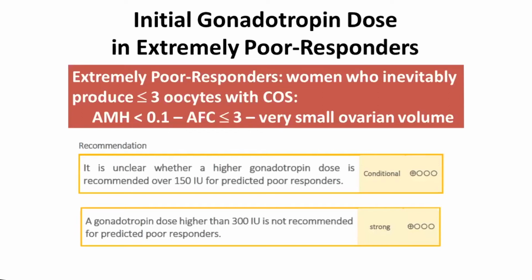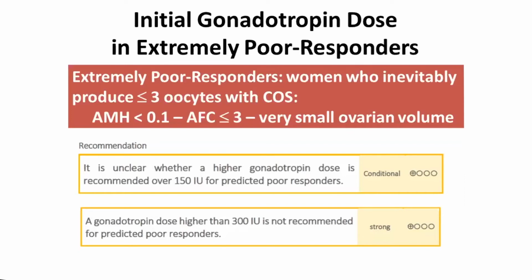The ICSI guidelines does not recommend to increase the dose beyond 300 international units per day, and the doses above 150 are questionable. So in predicted poor response, we can increase the dose, but if we have prediction or anticipation of extremely poor response, the patient will not produce more than 3 oocytes anyhow. There is no value of increasing the dose of gonadotropin. You will cost the cycle. You will add extra hormones to the patient without any benefit.